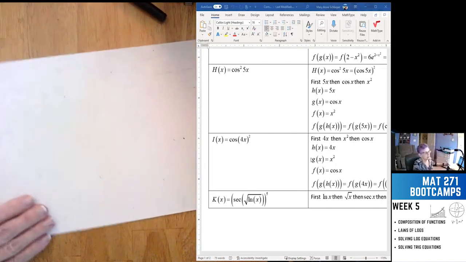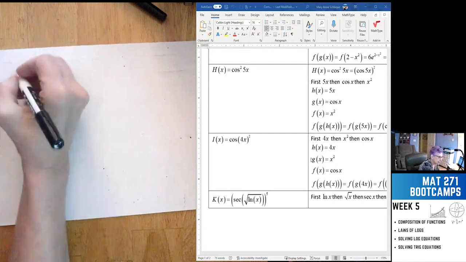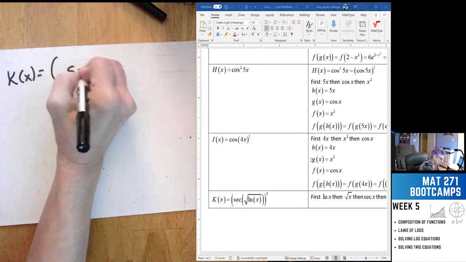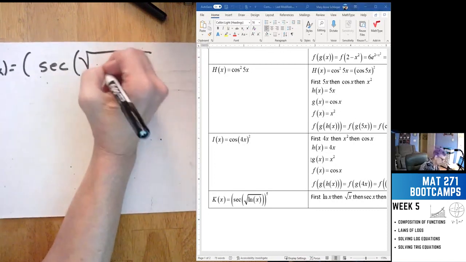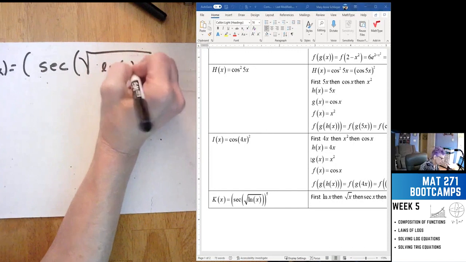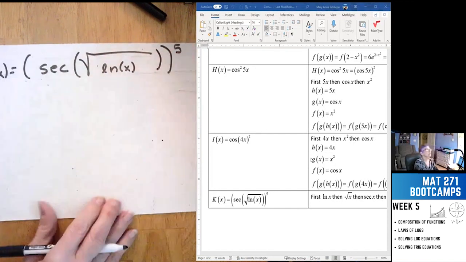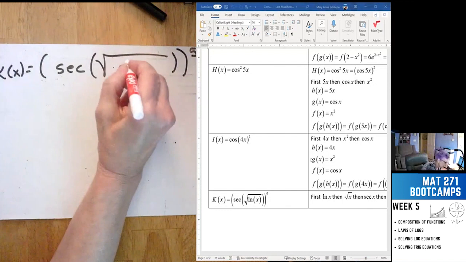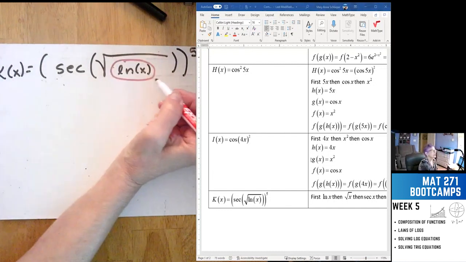the parentheses. So your insidest function, I'll write this one down, k of x is equal to secant of the square root of the natural log of x, and this whole stinking thing is to the 5th power. So I'm going to get my red pen and start here and work my way out.